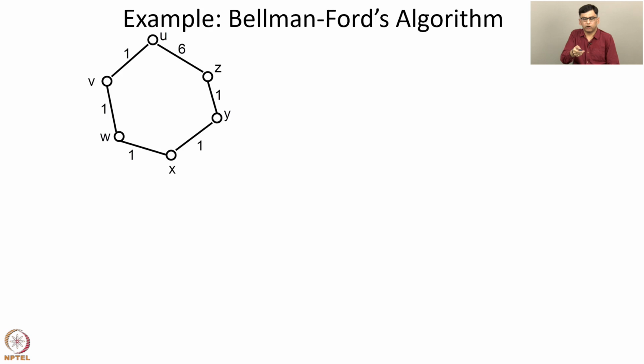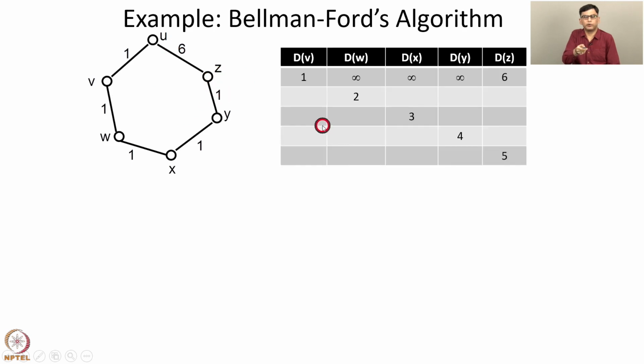This shows the operation of Bellman-Ford's algorithm in a simple example. This is a graph with the routers U, V, W, X, Y, and Z, and the costs of different links are indicated next to the corresponding links. These dV, dW, dX, dY, dZ are estimates of the currently known shortest path from every node to the destination U. So every node wants to find a shortest path to the destination U.